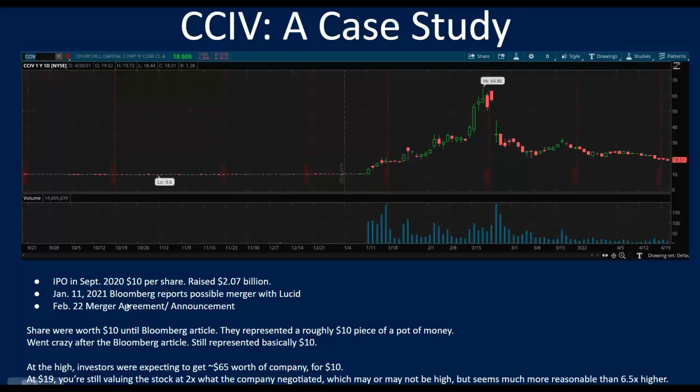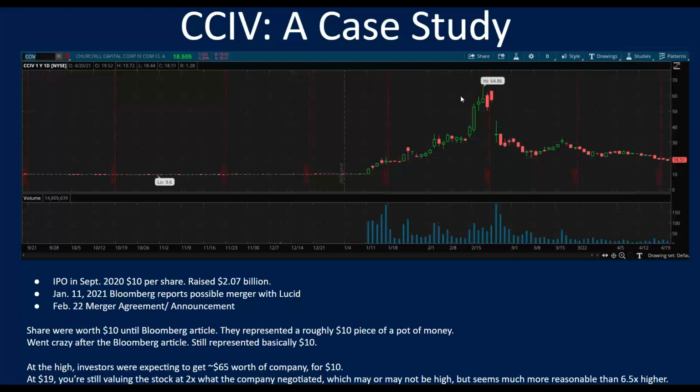Okay, so then on January 11th, Bloomberg reports that the SPAC is looking to merge with Lucid Motors, an electric car company that's then private. And the stock just goes nuts. Okay, and this might make some sense also, because electric car stocks have, at this point, pretty high valuations. It's an exciting thing. This could be great, but remember, it's still $10. Okay, so it goes up and up and up.